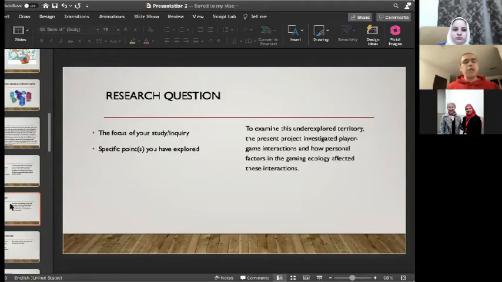Next comes the research question or the focus of your inquiry. So the specific points that you have explored in your study. So here I made it clear that I'm looking at how personal factors in the gaming ecology affected player-game interactions in their use of language.